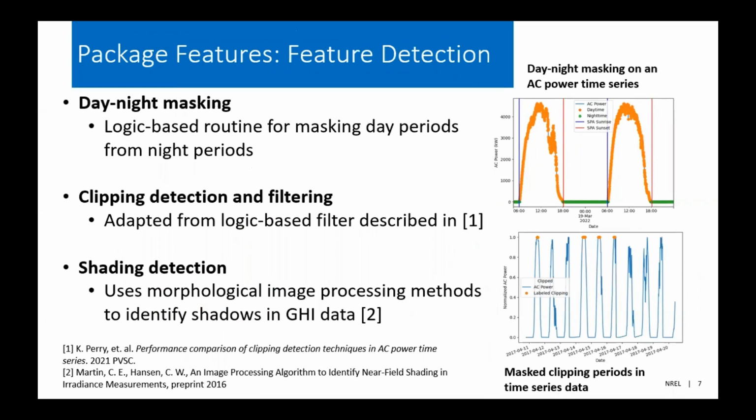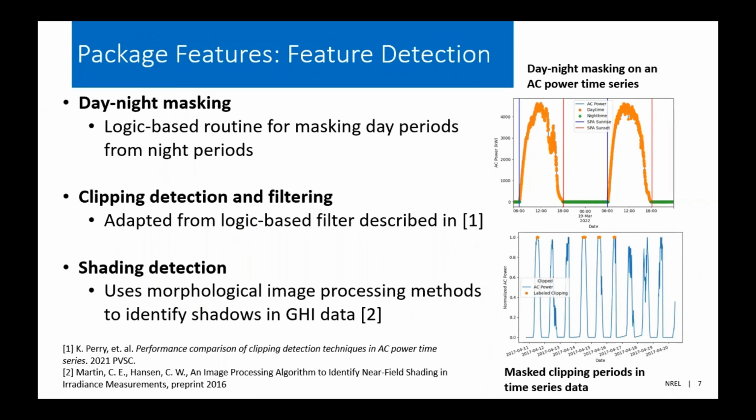Next up, we have a clipping detection and filtering algorithm. For those unfamiliar with clipping, power inverter clipping happens when the inverter is overloaded. Essentially, it manifests as a flat line at the top of your daily production profile for your AC power profile. We have this function detect those flat line periods. Here's the function in action, where clipping periods are labeled in orange. We did a presentation on it at PVSC 2021 last year, so you can check that out.